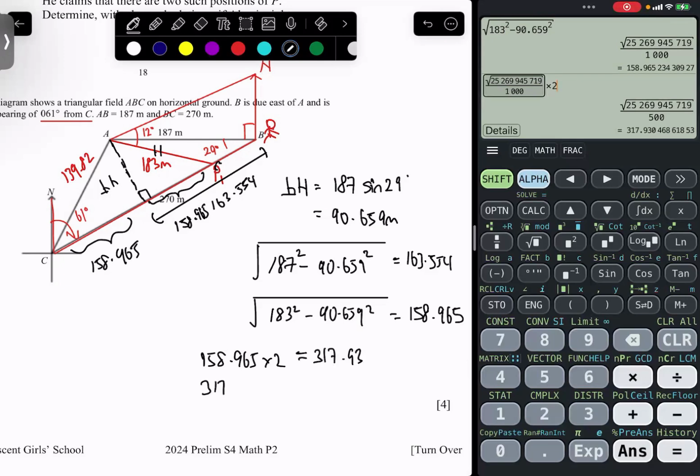Now, because 317.93 exceeded the whole line of BC, exceeded 270, therefore, if this is P1, P2 will lie outside of BC. Therefore, Alex is wrong.